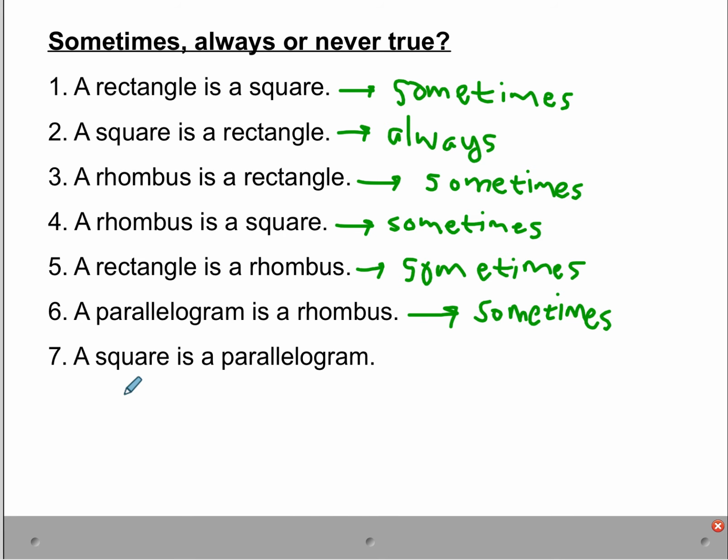And then like we just said, a square is a parallelogram. Well, that is in the definition of a square. There's no way I can draw a square without it being a parallelogram. So this one is always true.